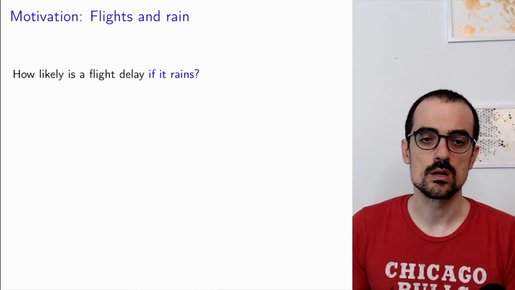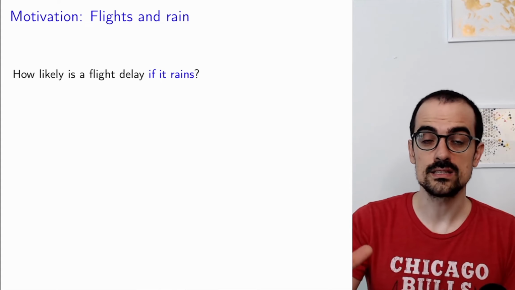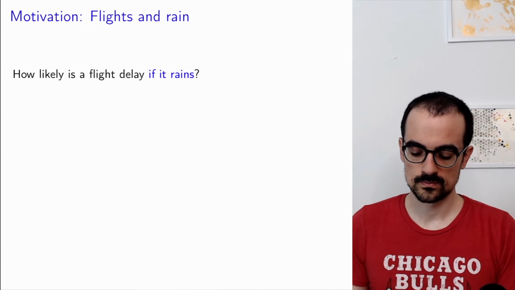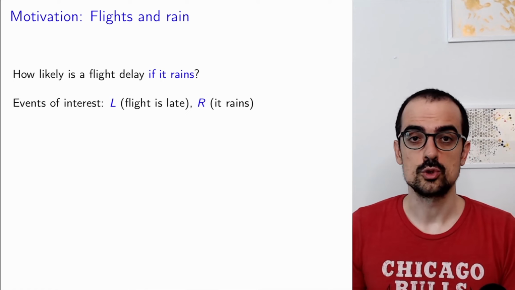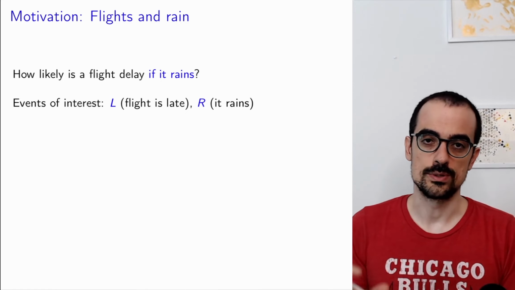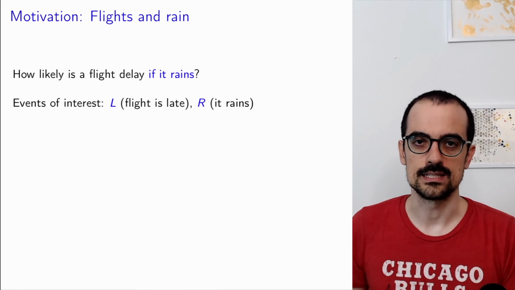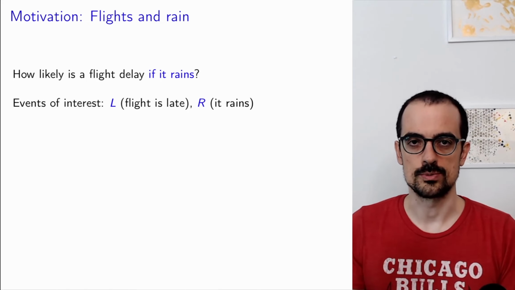Imagine that we want to model the probability that a flight is late if it rains. We're going to define two events of interest, L, which represents that the flight is late, and R, which represents that it rains.